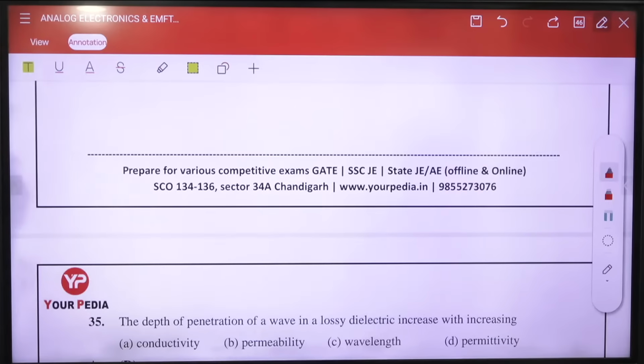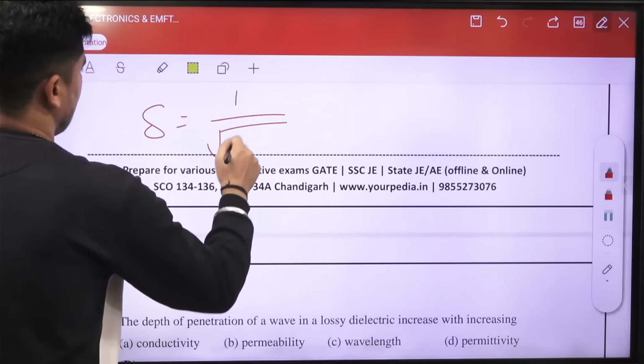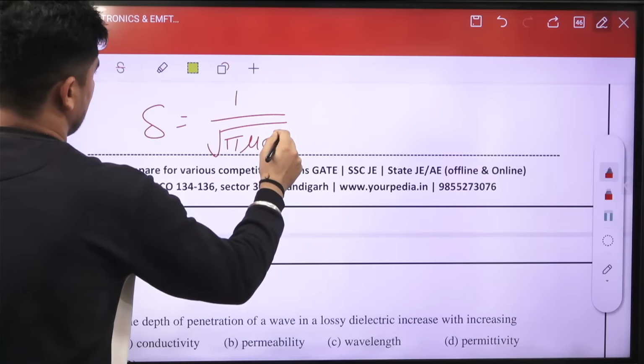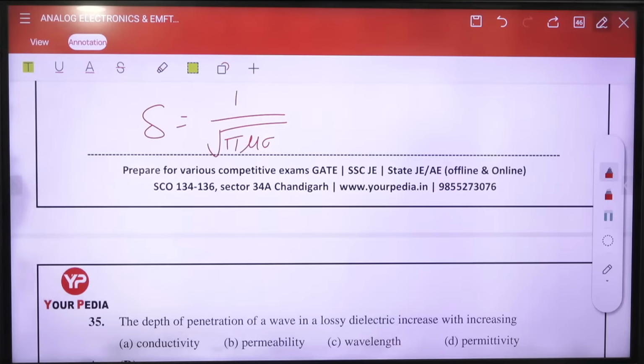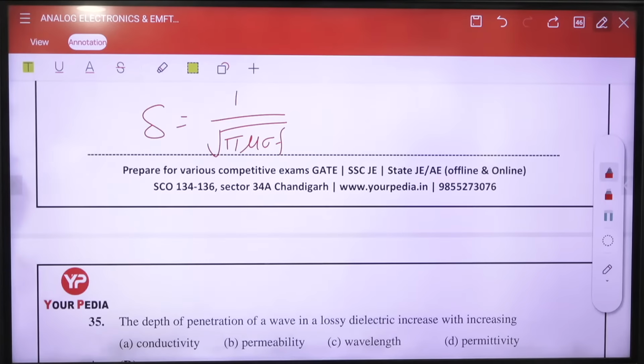The depth of penetration of a wave in lossy medium increases with increasing what? See, what is the formula for depth of penetration? Delta is equal to 1 upon under root of pi f mu sigma, right? That is the formula for skin depth. So now what happens? What should you increase to increase this skin depth?